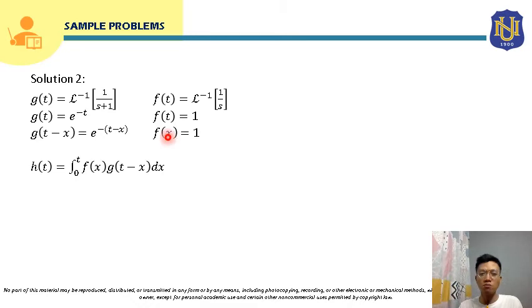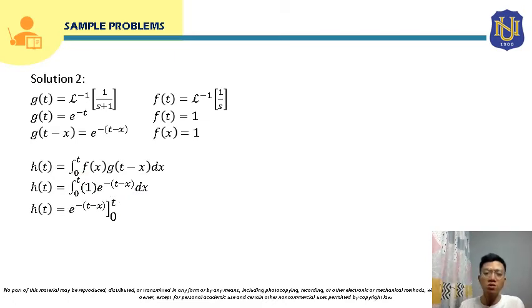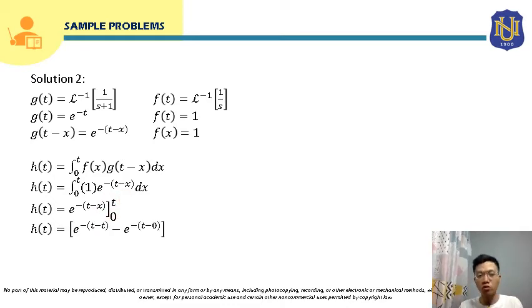So we are going to substitute these values to the formula. This will become the integral of 1 times e raised to negative t minus x dx from 0 to t. Okay, so integrating this, this is actually e raised to negative t minus x. We will evaluate this from 0 to t. Evaluating this, we substitute the upper limit first to all the variables x. So this will become e raised to negative times t minus t, minus, we substitute the lower limit, which is 0, to variable x. So this will be e raised to negative t minus 0.